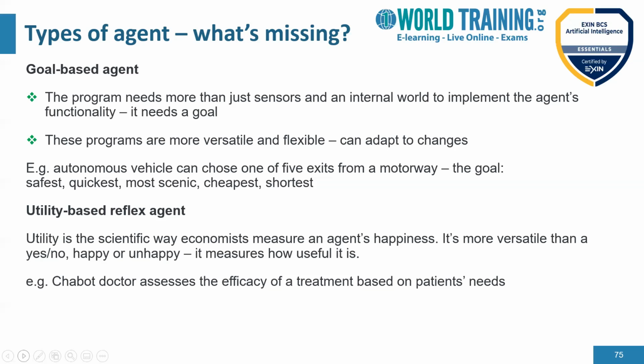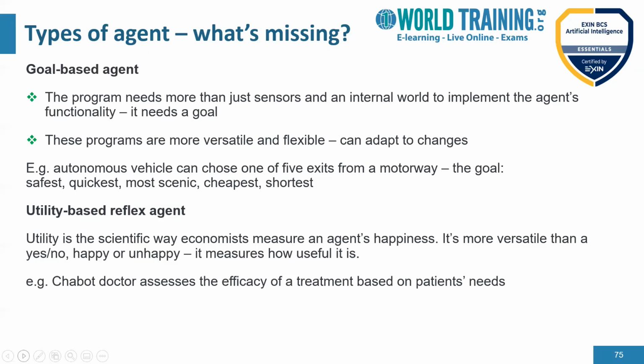The last type of agent, as we call it, is the utility-based reflex agent. The utility-based reflex agent is again a highly evolved type of agent. Utility is the scientific way economists measure an agent's happiness. So the utility-based agent is again one of the most evolved ways of carrying out the task.